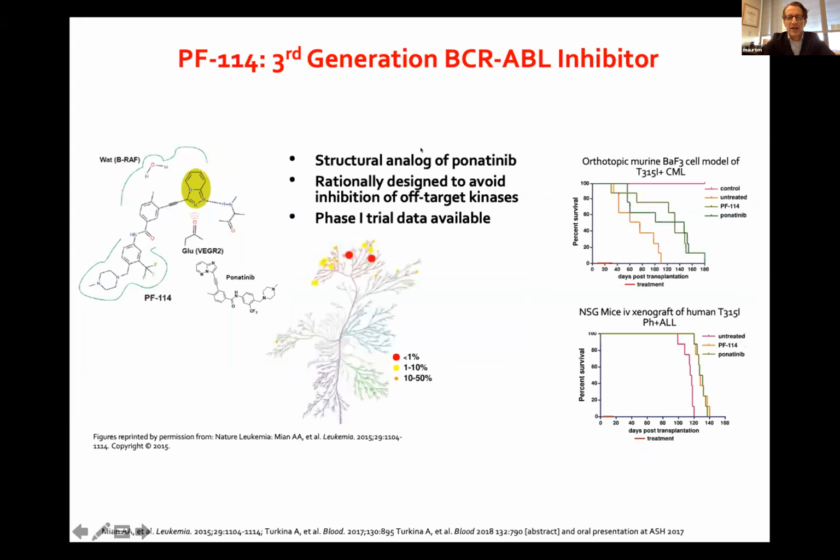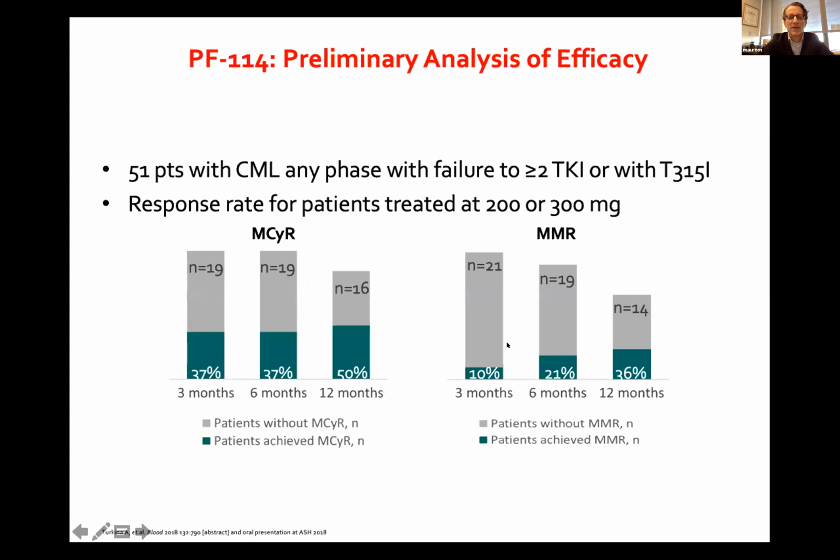What other drugs are on the horizon? I haven't heard much more about this agent, but coming out of Russia would be a drug, PF-114, which was a structural analog of ponatinib, designed to perhaps shed some of the VEGF or other adverse effects of ponatinib. And we have good preclinical data in animal models to show it may behave similar to ponatinib. The clinical activity has been reported with cytogenetic and molecular responses observed over time in patients with 2 TKI failure or more, or with the T315I. So stay tuned for more on this drug.